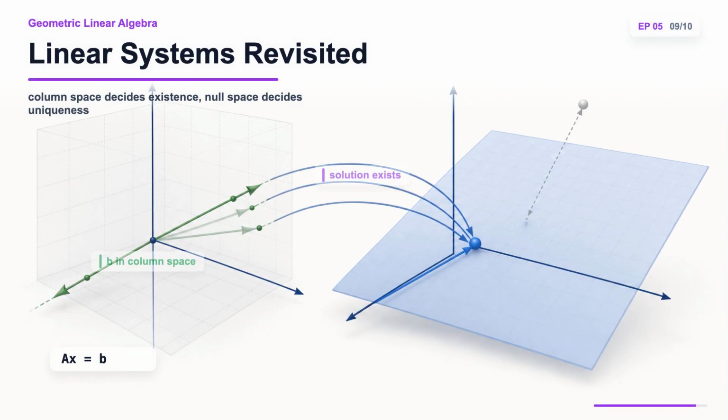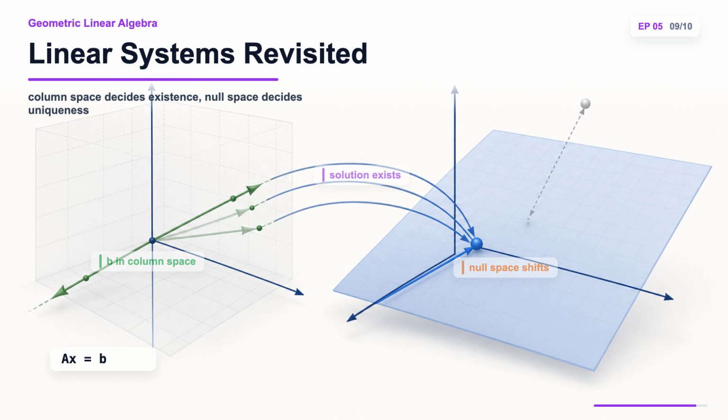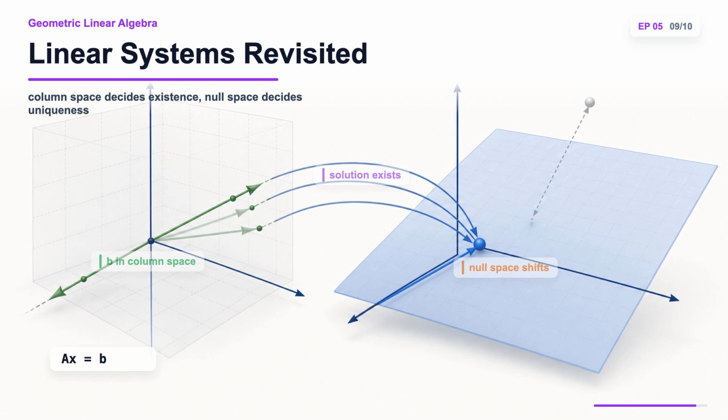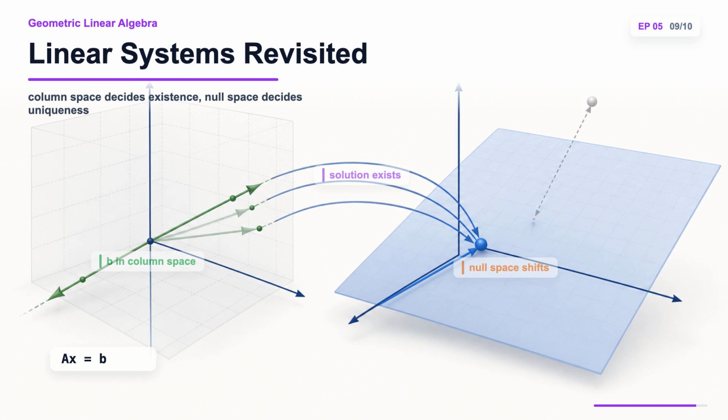Now the geometry of Ax = b is sharper. A solution exists exactly when the target b lies in the column space of A. If b is outside the column space, no input can reach it. If b is inside, at least one input reaches it. Then the null space decides uniqueness. If the null space contains only 0, the solution is unique. If the null space has directions in it, you can move along those directions and still land on the same b.